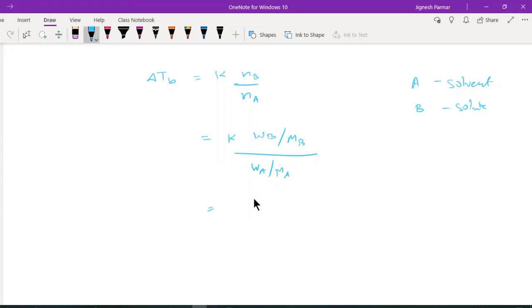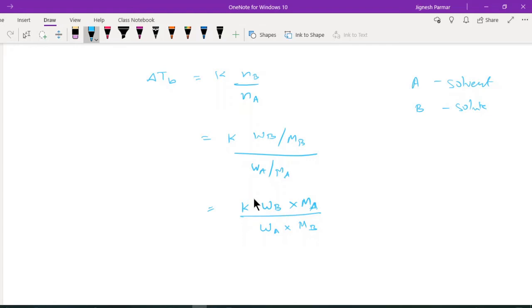So now delta Tb. What can I write in this way? Delta Tb equals WB into MA, because the molecular mass of this is going to be up, divided by WA into MB, because the denominator of the denominator becomes the numerator. So we can write it in this way, and that is what I can write over here.